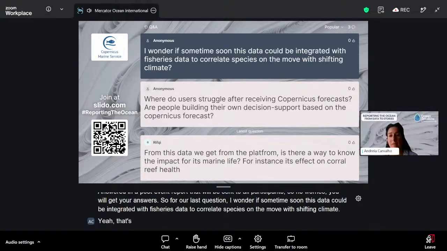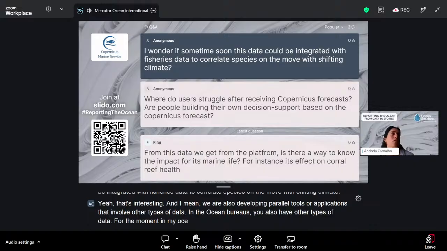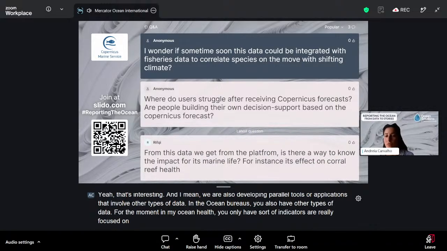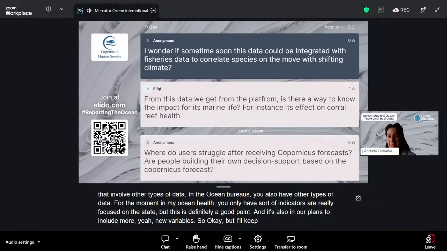Yeah, that's interesting. We're also developing parallel tools or applications that involve other types of data. In the MyOcean viewers, you also have other types of data. For the moment, in MyOcean Health, you only have indicators, really focused on the state. But this is definitely a good point, and it's also in our plans to include new variables. I'll keep that as a suggestion.